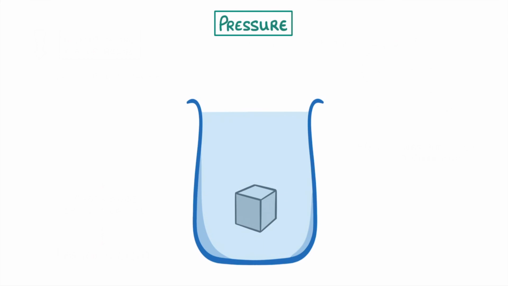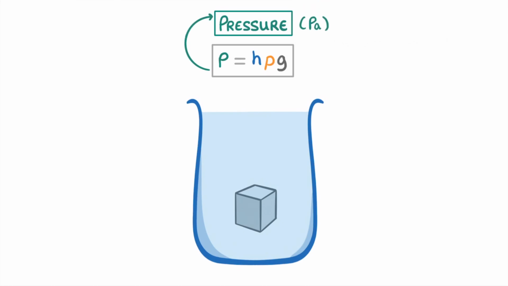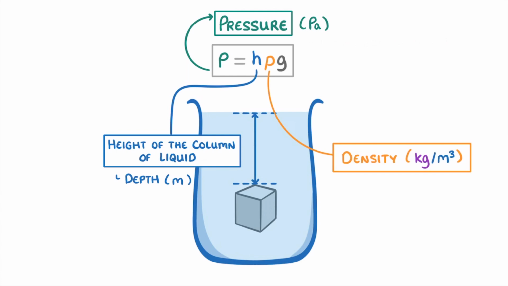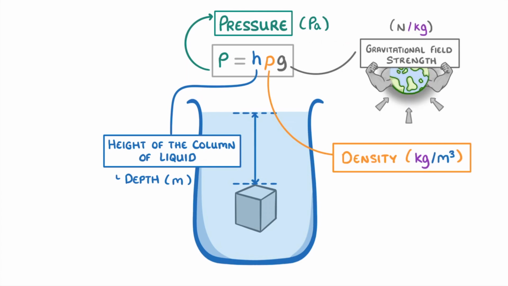We can see all of this if we look at the equation for pressure in a liquid. This tells us that the pressure, measured in pascals, is equal to the height of the column of liquid above the object, which is basically just the depth, times the density of the liquid, times the gravitational field strength.